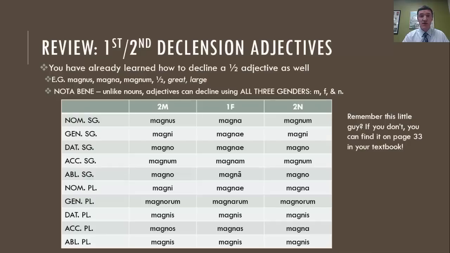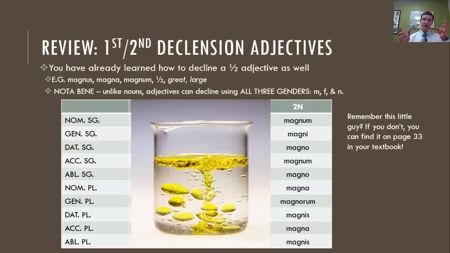Now, that's your review, right? Third declension nouns, 1/2 adjectives. Seems like oil and water, right? We haven't talked about any sort of combination of the two yet, where on the one hand you have third declension nouns, on the other hand you have first, second declension adjectives.